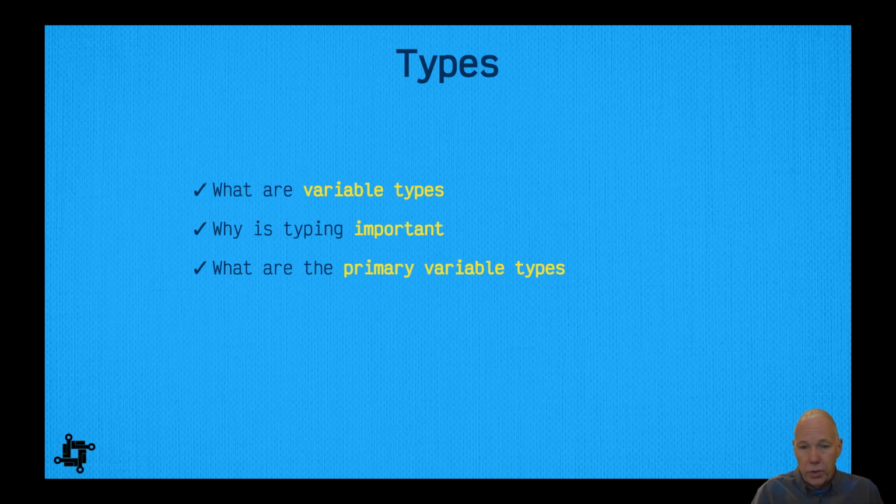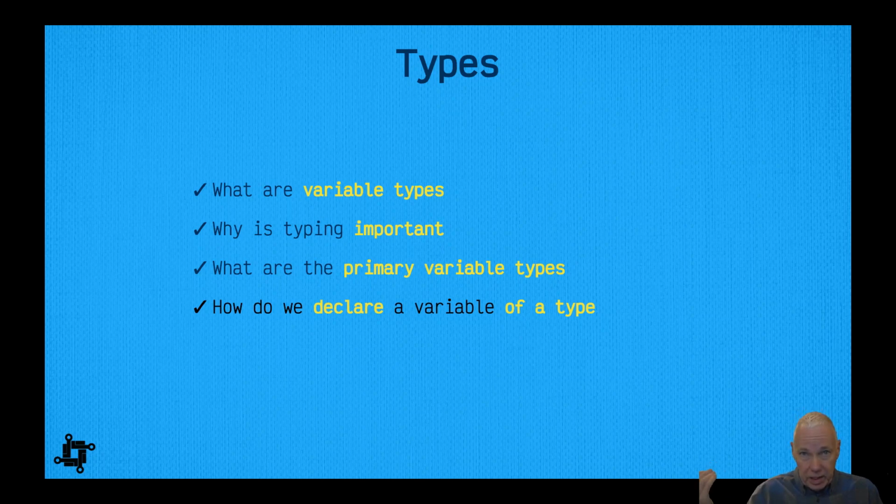What are the primary variable types? We've just described those. Fourth is how do we declare a variable of a type? So we know we do colon and the type name after the variable name. And that's how we do that. And then finally, what is type inference? So type inference was basically saying that we don't have to declare a type if we're assigning it a value right when we declare it, and the compiler, our compiler friend, can help us figure out what that type should be. It'll be typed due to type inference. And that's types.